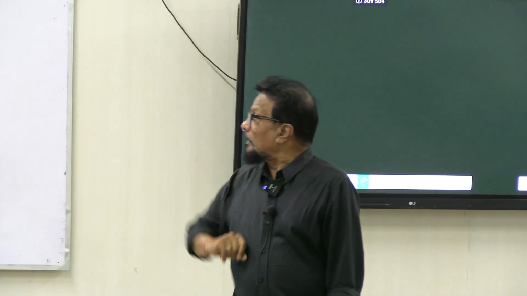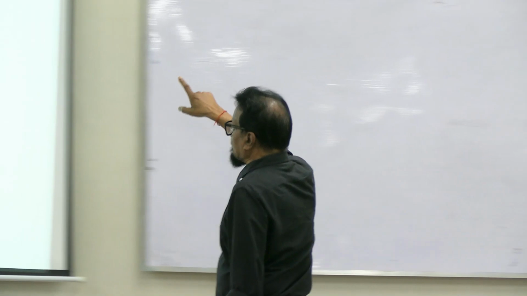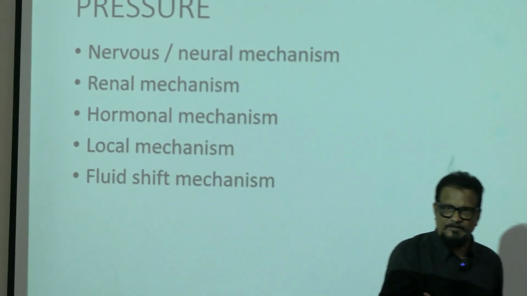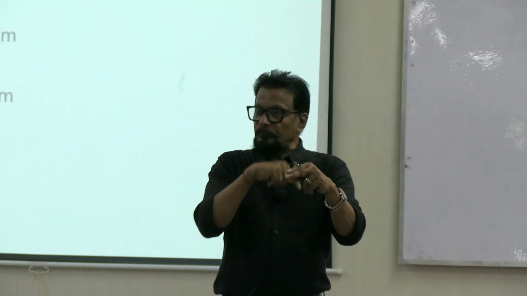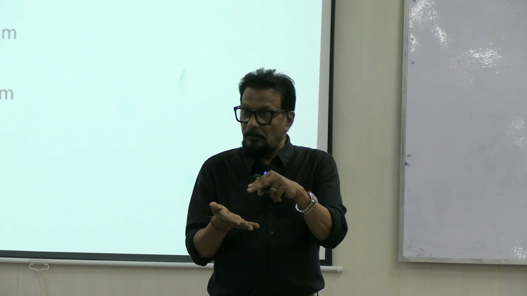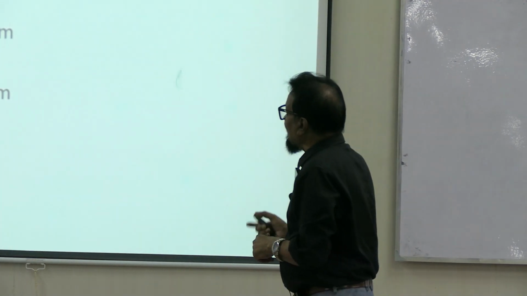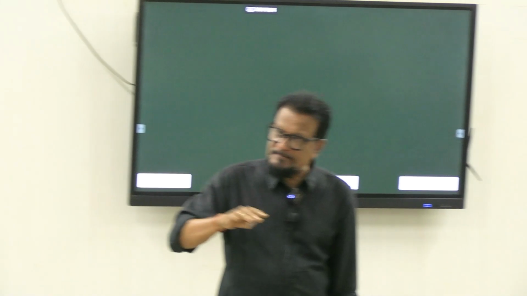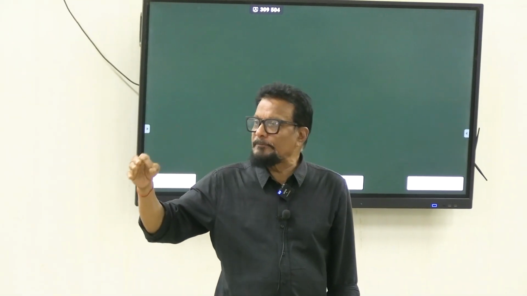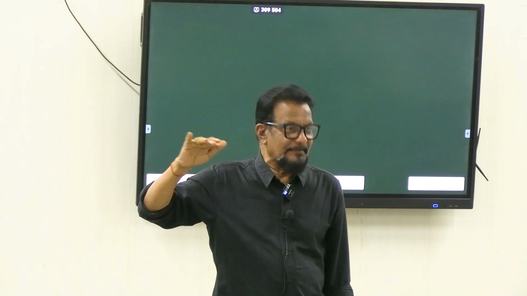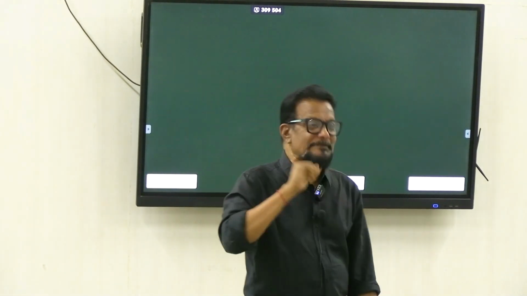The first one, the nervous or neural mechanism, is very fast. When there is a change in blood pressure, the nervous system will bring it back to its original position. The renal mechanism is the long-term one. Suppose blood pressure is changing, either increasing or decreasing, but very slowly, day by day, month by month, year by year. The neural mechanism cannot control this pressure then.